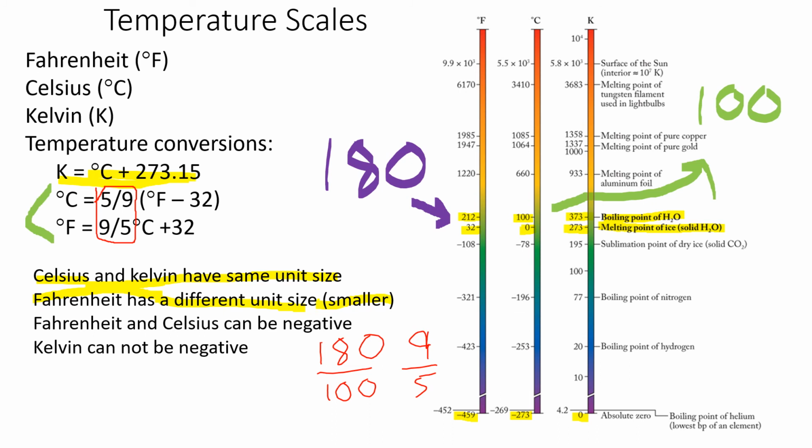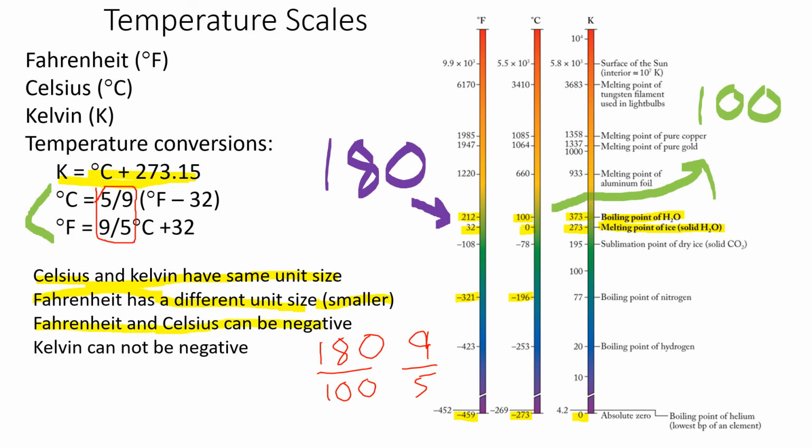Well, what can we say? Well, we see we can have negative numbers all up and down the scale for Fahrenheit and Celsius. We can see boiling point of nitrogen, minus 196, minus 321. We're seeing we can have negative numbers. We can go below 0. So that's one of the other key takeaway points.